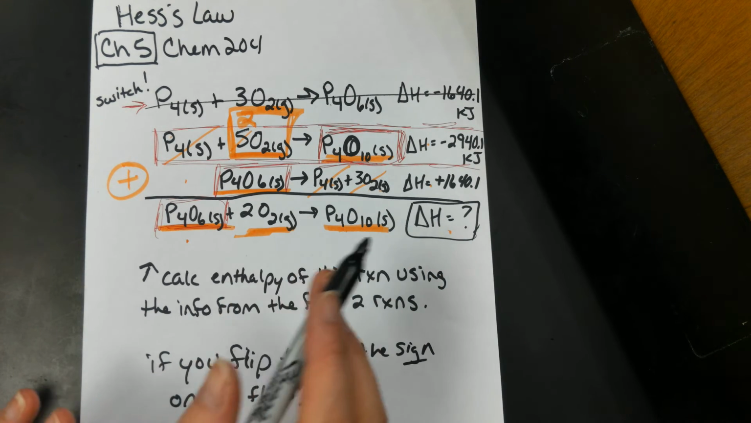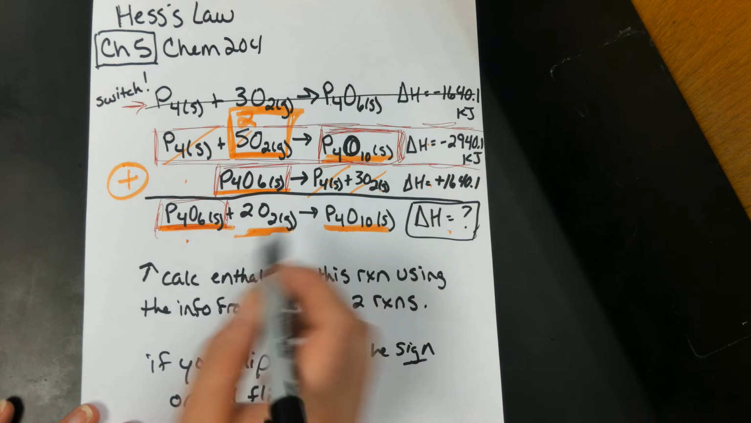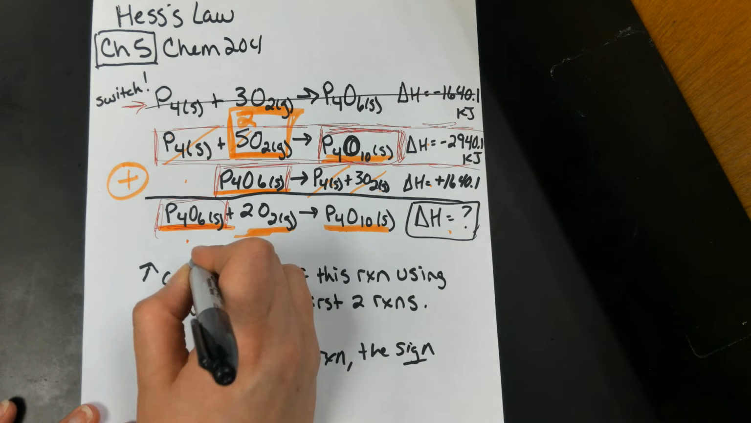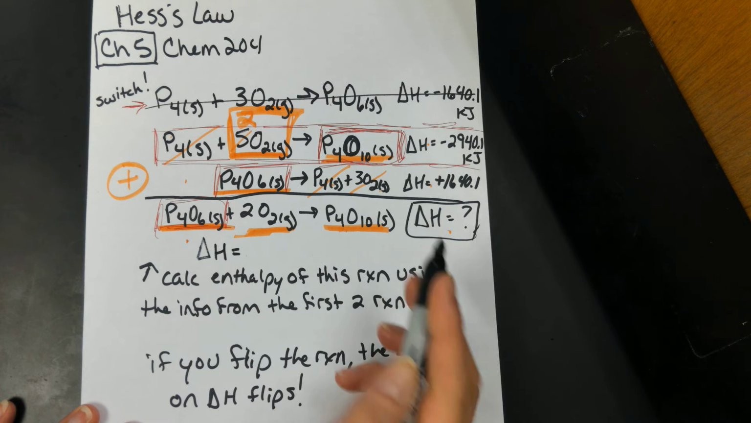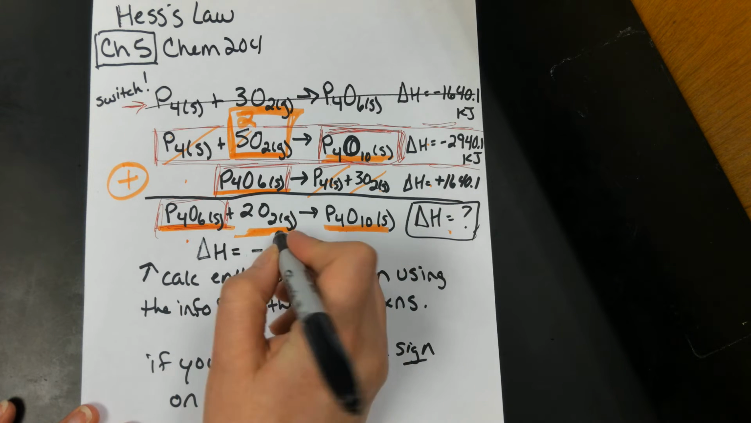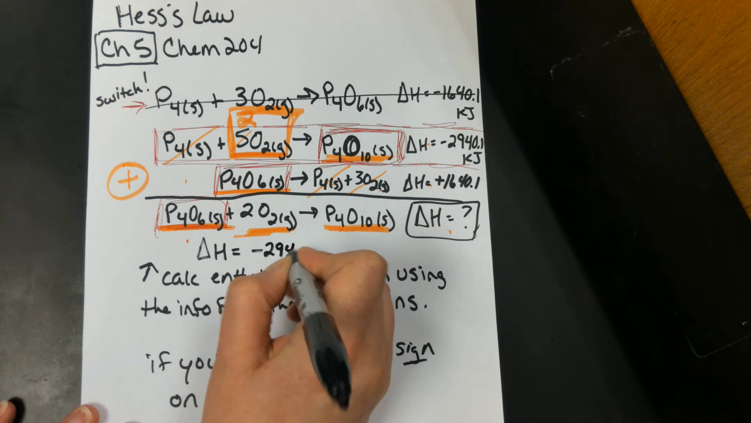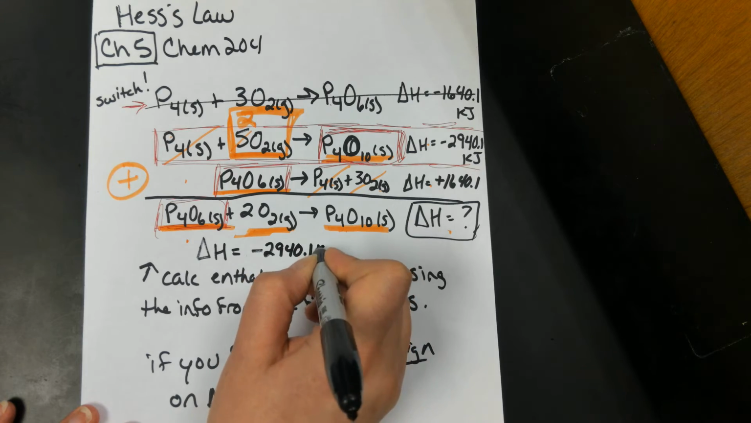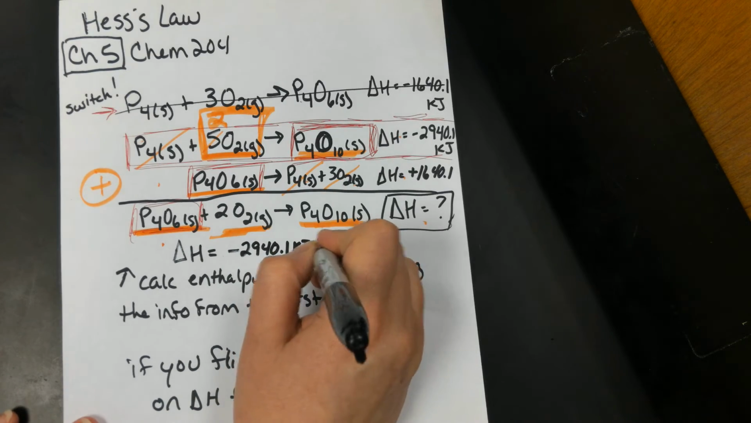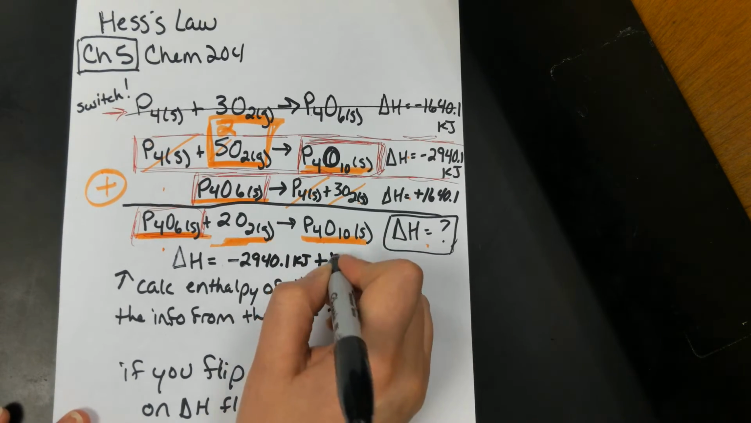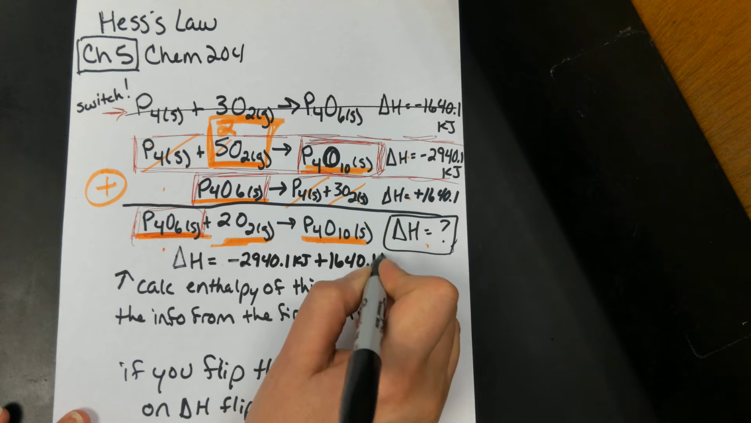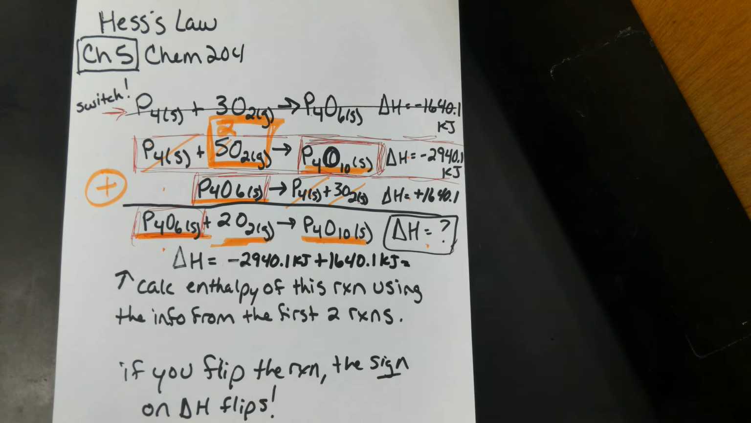Don't worry, I have another example after this. But let's go ahead and write that out. So it's going to be, my delta H is going to equal negative 2940.1 kilojoules plus 1640.1 kilojoules. So what is that?